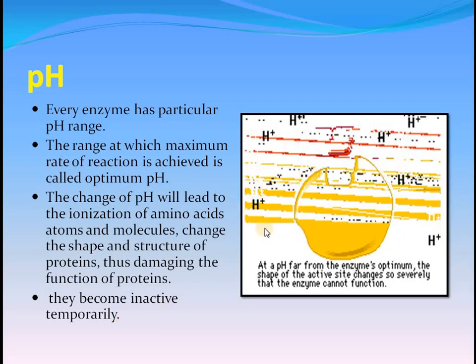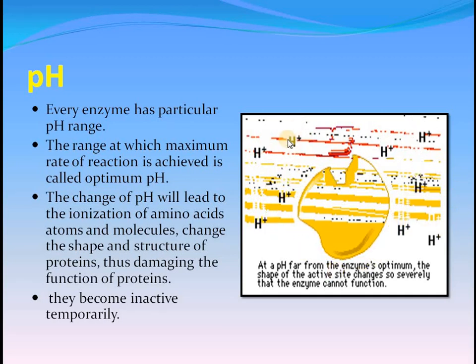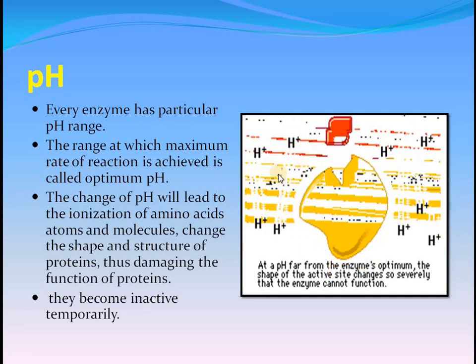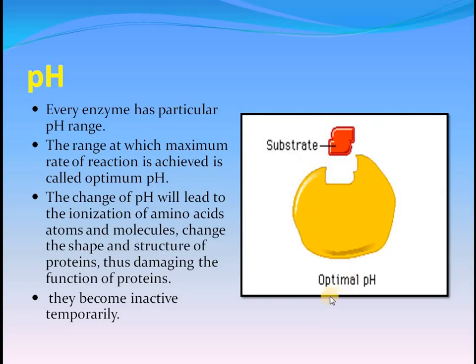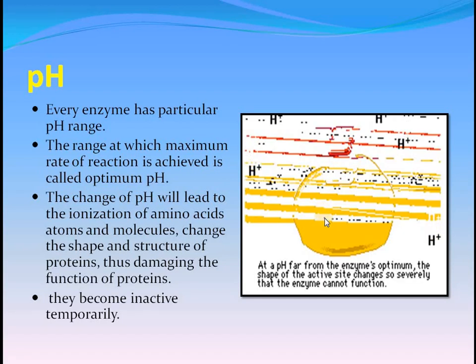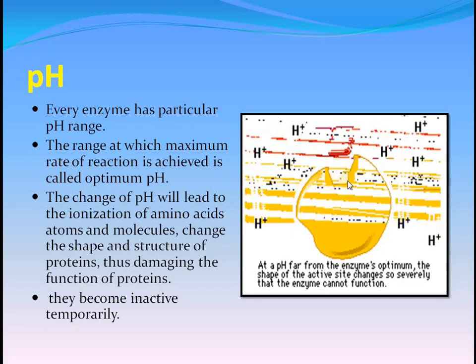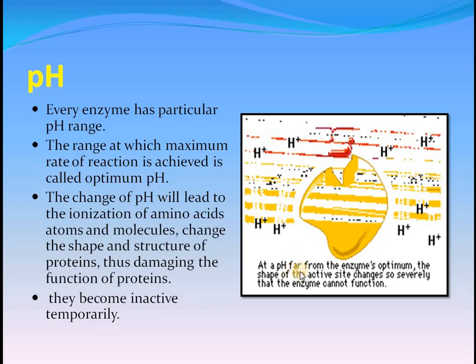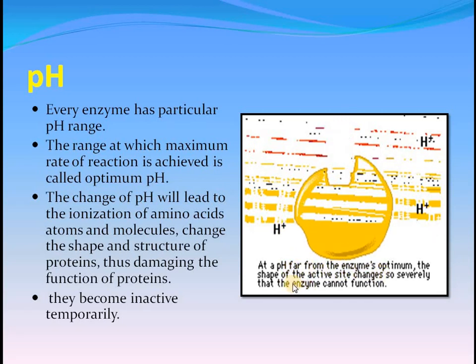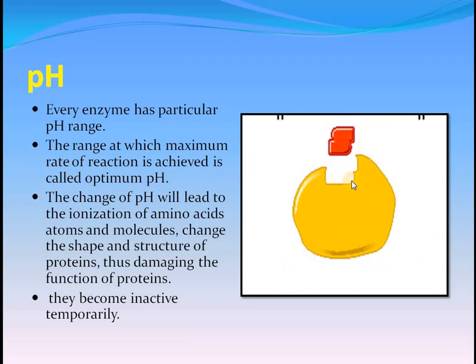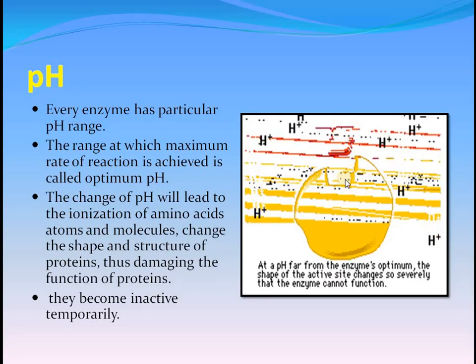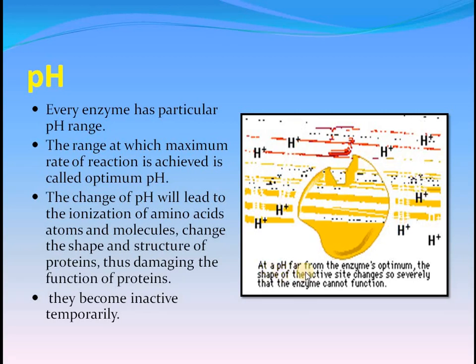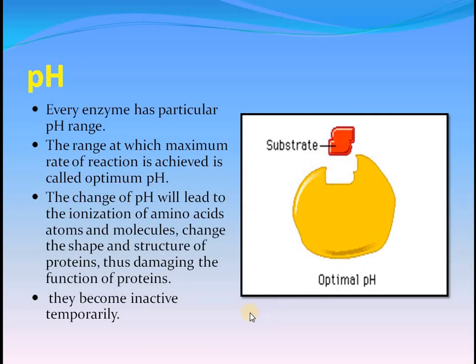Now you can see that the hydrogen ion concentration is increasing. Here is the optimal pH. At optimal pH, the substrate combines and fits at the active site. But when the pH moves away from the enzyme's optimum, the shape of the active site gets changed, so the substrate can't enter. At a pH far from the enzyme's optimum, the shape of the active site changes so severely that the enzymes cannot work.